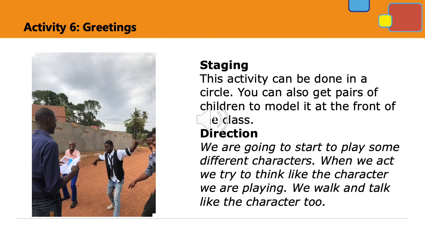Activity 6, greetings. Staging. This can be done in a circle. You can also get pairs of children to model it at the front of the class. Direction. We are going to start to play some different characters, some different people from a story. When we act, we try to think like the character we are playing. We walk and talk like the character too.